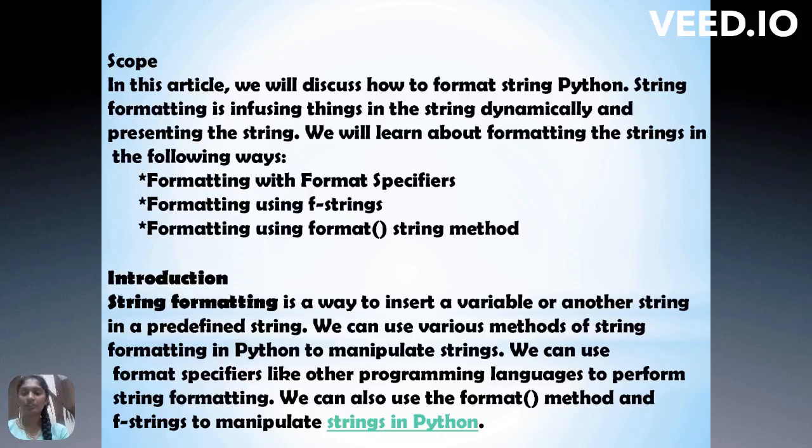Introduction to format string. String formatting is a way to insert a variable or another string into a predefined string. We can use various methods for string formatting. In Python, to manipulate strings, we can use format specifiers like other programming languages. We can also use the format method and f-strings to manipulate strings in Python.